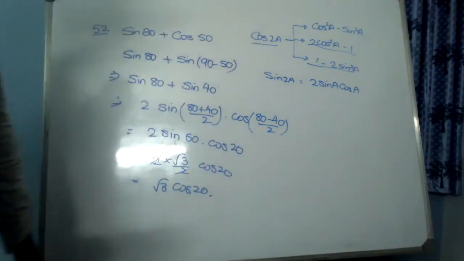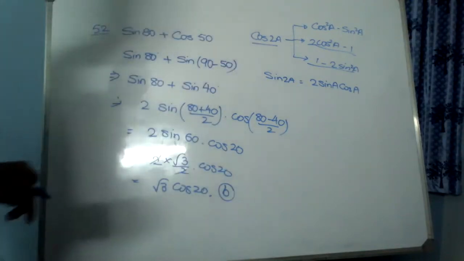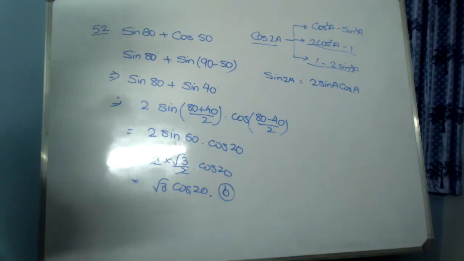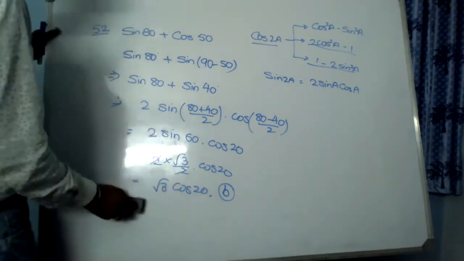cos 20. Do we have any such option? Yes, we have option B, which says root 3 cos 20. So this is how we can solve this, right? Pretty easy. Now we can go to the next question, number 53.